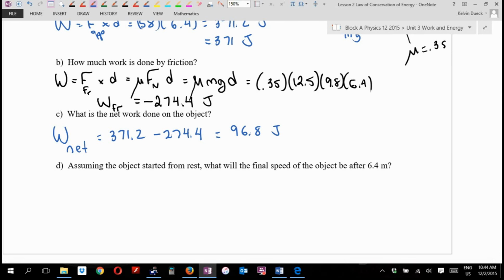So D now says, assuming the object started from rest, what will the final speed of the object be? What's this question want me to find? Speed. What did we just find in part C? Work. You know what? The work energy theorem. It's putting everything together here. Another way to think about work is to realize it's the change in potential plus the change in kinetic energy. This question doesn't suggest there's a hill or anything like that, does it? Okay. And what's change in anything?